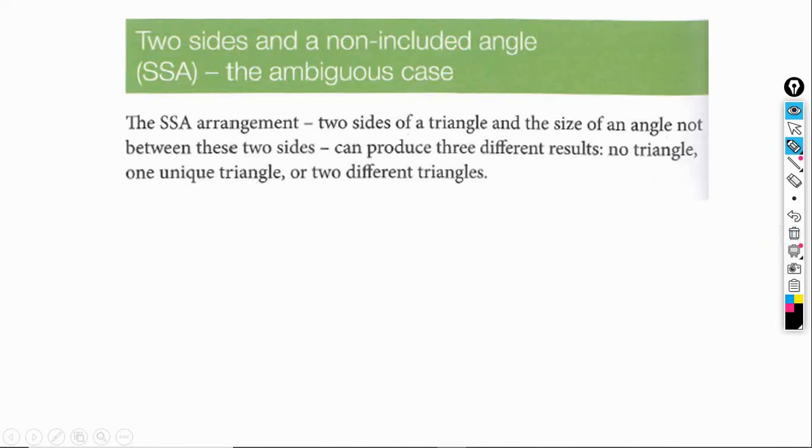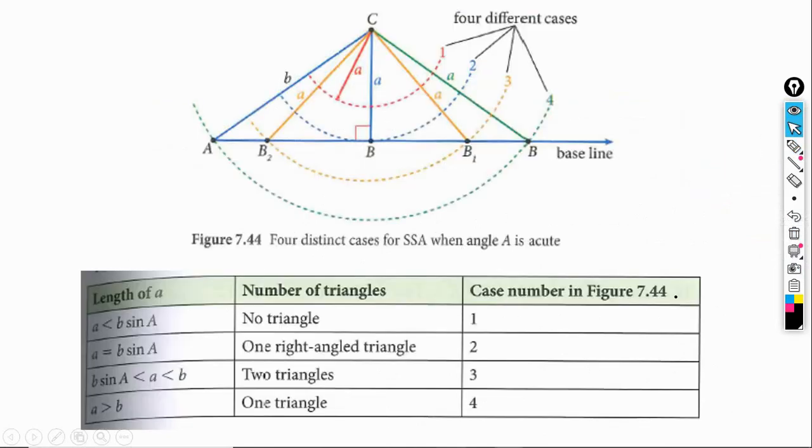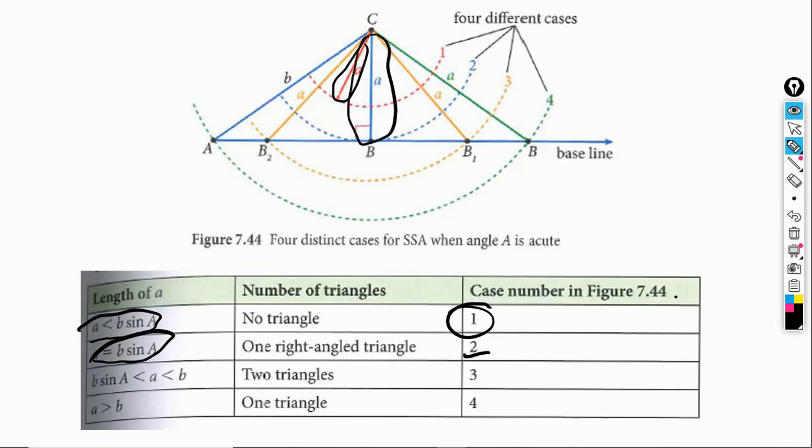So if we go to the next slide, we can see this summarized here. Notice that you can see all the different cases that I explained. The first case here, when a is less than b times sine of A, that would be here in red, case 1. Case 2, when a is equal to b times sine of A, that would be the blue line, this one, that's that case.